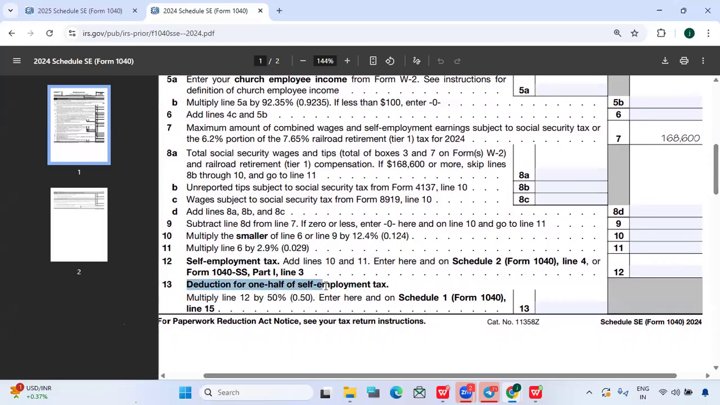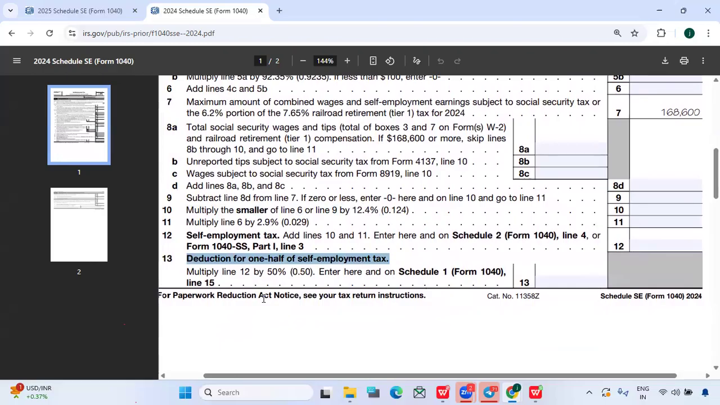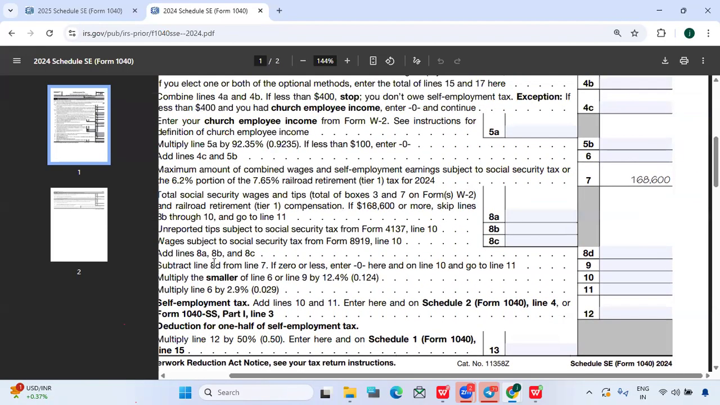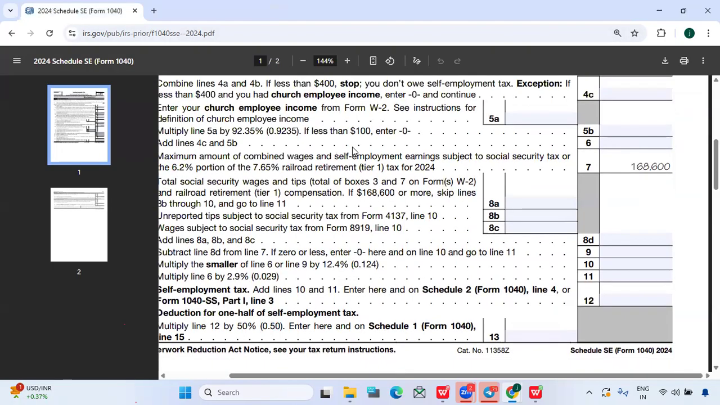And also the deduction for one half of the self-employment tax. What is this? That is 50% of the SE tax. So where can we see this? Can you explain once more the deduction for one half of self-employment tax? Yeah. So whatever self-employment taxes we have, just calculate the total self-employment taxes, and now we can take 50% of your self-employment taxes.